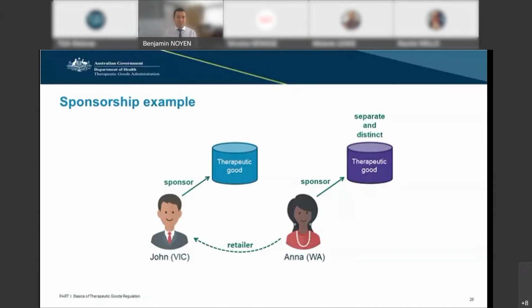Meanwhile, Anna from WA is interested in supplying the same product. She has two options. She can contact John to see if she can be a wholesaler or a retailer of the good. She must get permission from him. There could be commercial agreements in place that may not allow this, and John is under no obligation to have a commercial arrangement with Anna. Alternatively, Anna can choose to sell the medicine under a different brand name, making the product separate and distinct. In this case, she must apply for market authorisation herself.